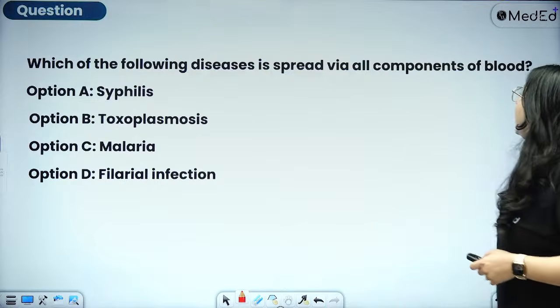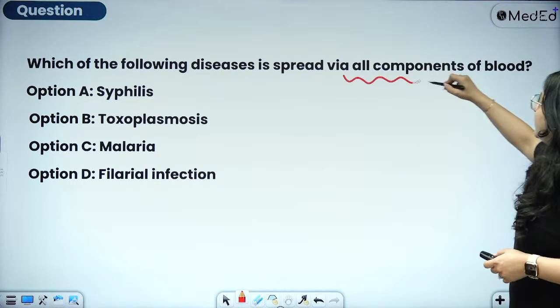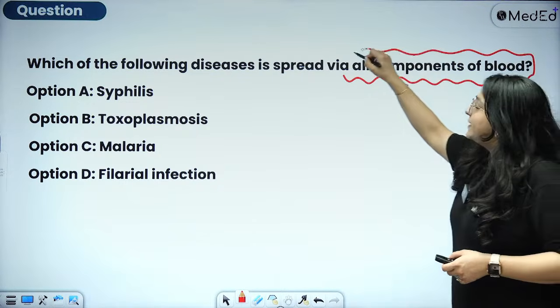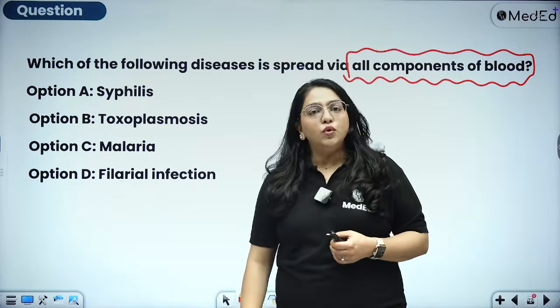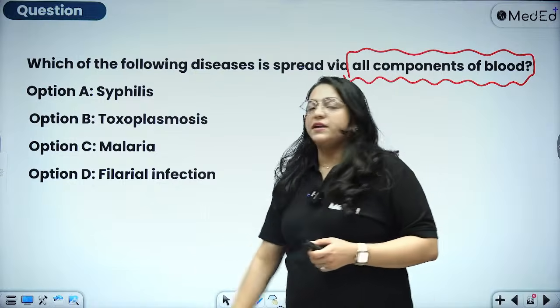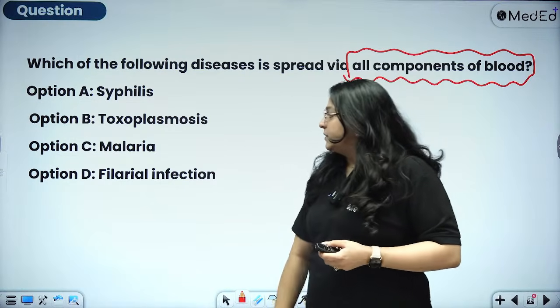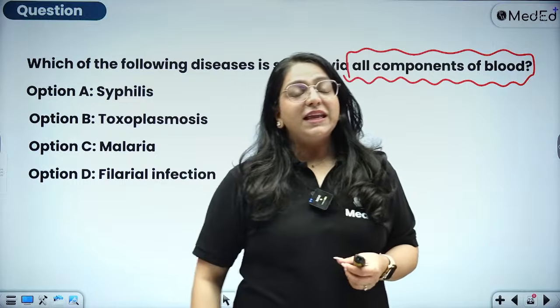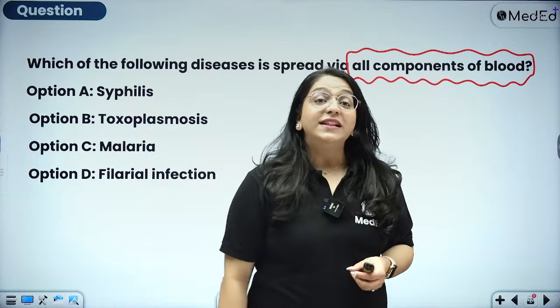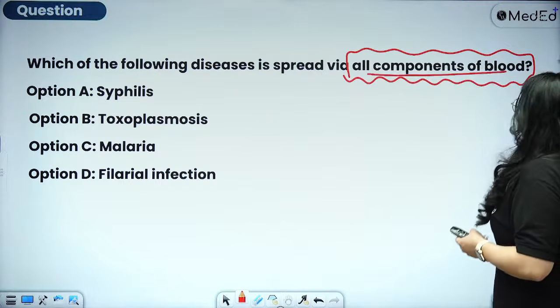Which of the following is spread via all the components of the blood? You see, that is the beauty of INICET. You have read already that syphilis can be blood transmitted, toxoplasma can be blood transmitted, malaria can be blood transmitted, filaria can be blood transmitted. You are thinking, wow, I have read a lot. What will they ask you? All the components of the blood.